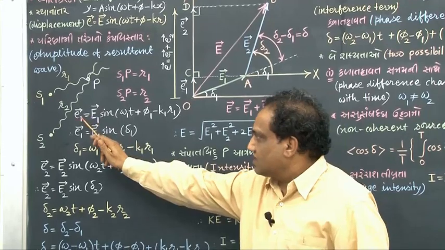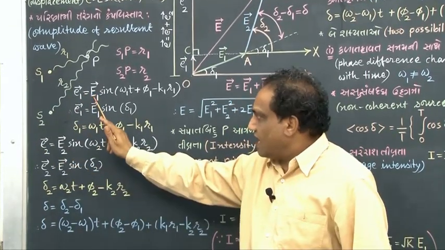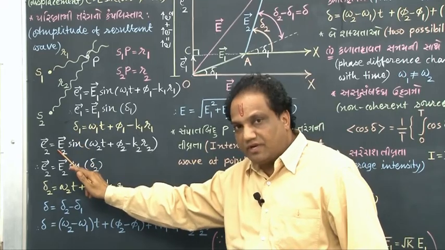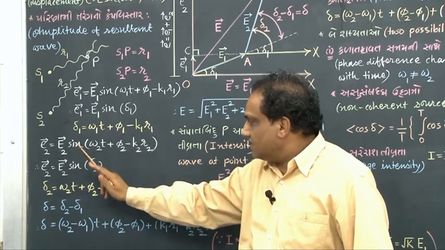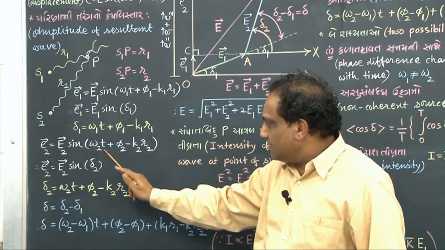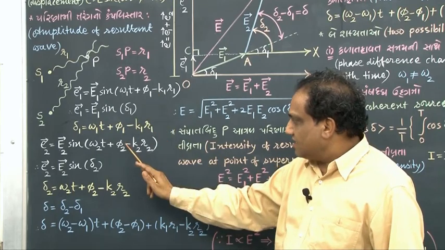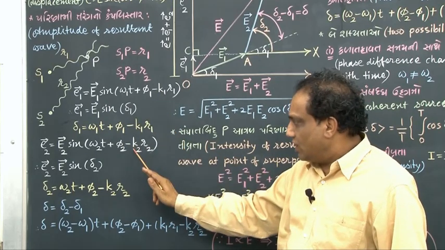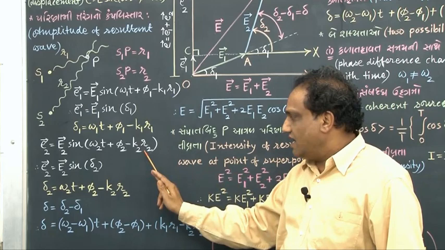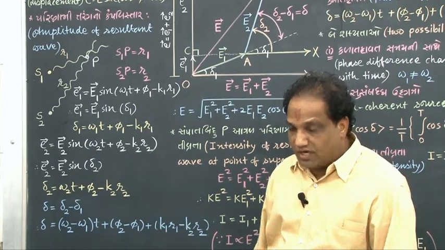Come on, instead of vector small e1, we should write vector small e2. Instead of vector capital E1, I should write vector capital E2. Sine as it is, instead of omega 1, I should write omega 2. T as it is, instead of phi 1, I should write phi 2. Minus as it is, instead of k1, I should write k2. Instead of r1, I should write r2. Come on, give me identification of each quantity.